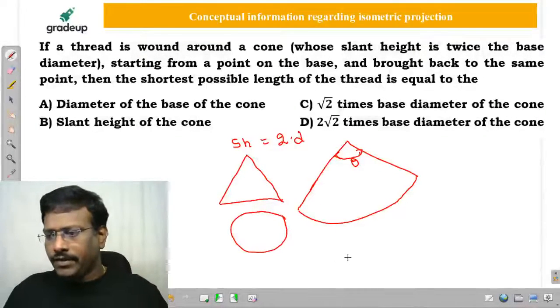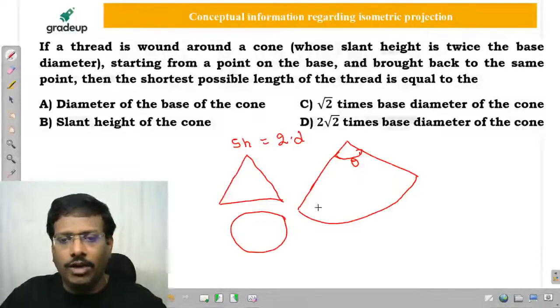Vamshi, good morning. So for this, what is the answer? I will give. Don't worry, my dear friends.